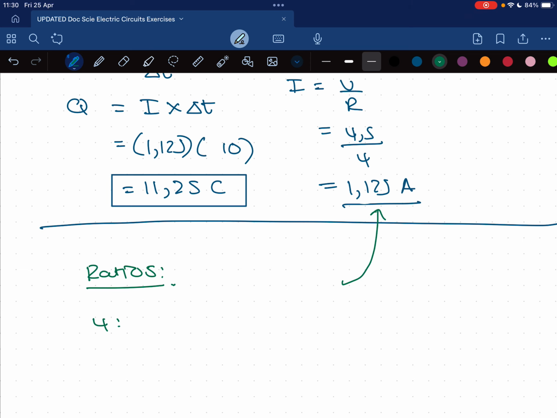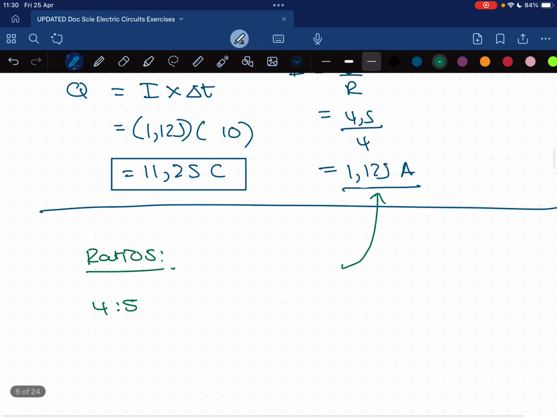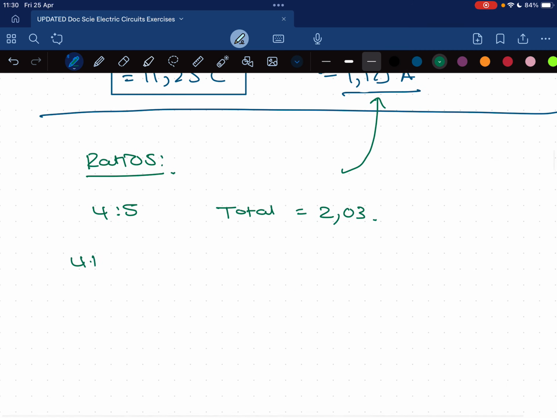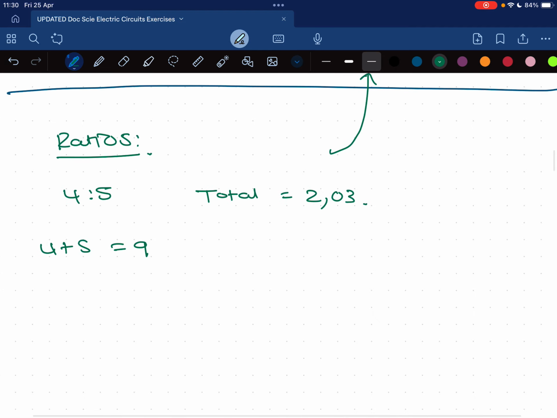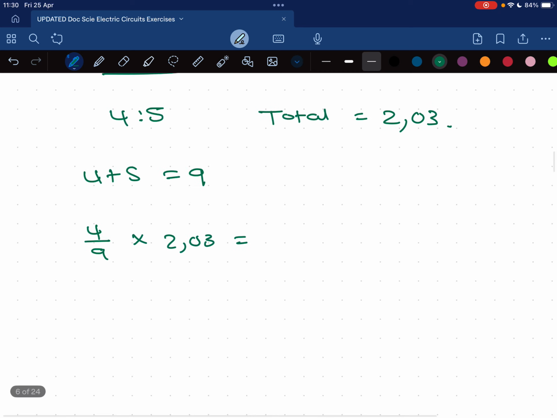So remember, it's 4:5, and the total current is 2.03. If you take 4 plus 5, it's going to be 9. But now you have to remember that it's the opposite ratio that the current splits in. So if it's the opposite ratio, then you would say, okay, well, 4/9 multiplied by 2.03 and 5/9 multiplied by 2.03.